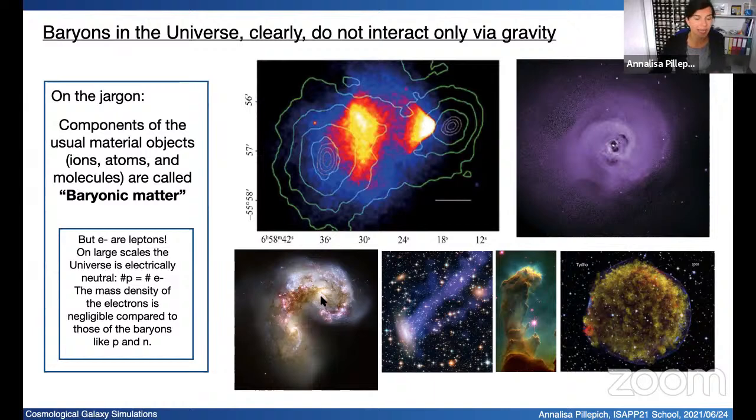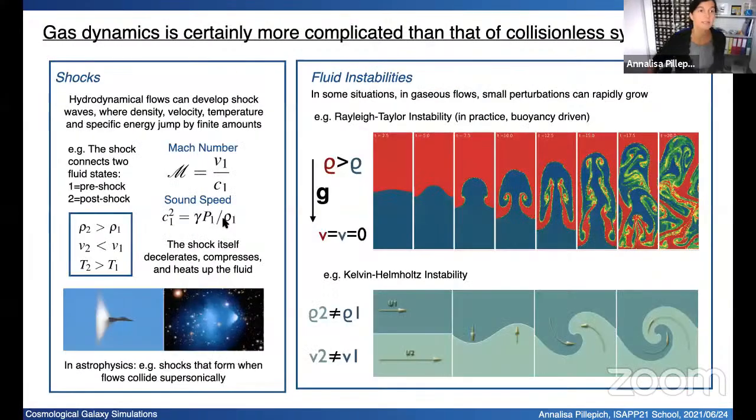These are two galaxies merging, the Antennae galaxies. You might have seen supernova images, the star formation sites. This is molecular gas, or even these, which are called jellyfish galaxies. And again, the color here shows you gas. And these tails of gas are a purely hydrodynamical phenomenon, ram pressure stripping. Okay, and gas dynamics is certainly more complicated than a collisionless system.